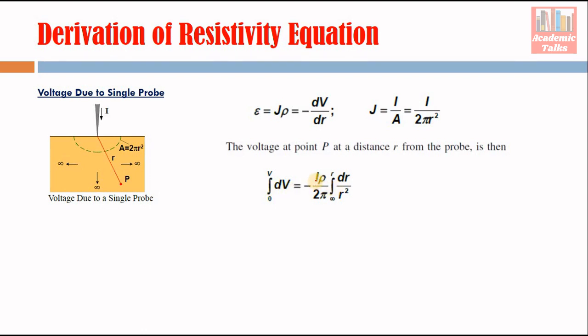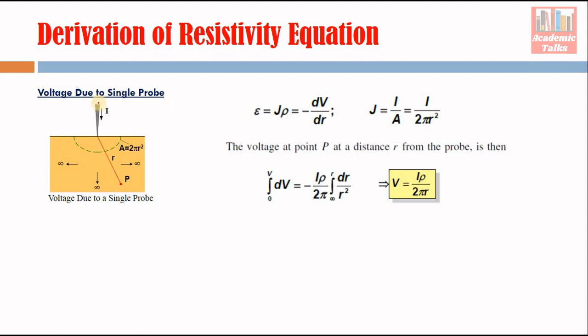Here you see these parameters are constant, so they are outside of the integration. I is constant, rho is constant, 2 pi is constant. Only r is variable because r may vary within the sample, so that stays inside the integration. Now if we solve it, we will get this value. So you see, the potential at any point P at a distance r will be given by this formula.